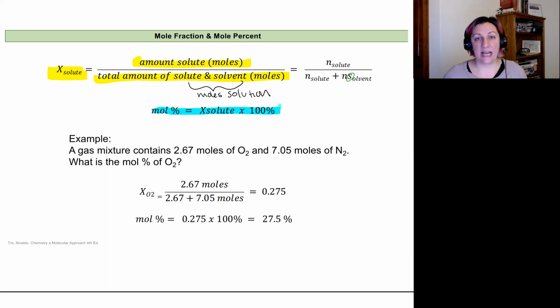So in this example, we have a gas mixture that has 2.67 moles of oxygen and 7.05 moles of nitrogen. What's the mole percent of oxygen? We use this to characterize these mole fractions a lot in gases, and that's where we saw this before, in gas behavior. So looking at our mole fraction of oxygen, we have our moles of the component we care about. Since we care about the oxygen, we're going to put the oxygen moles on top. Now we need to do the total at the bottom. And so it's going to be the moles of oxygen plus the moles of nitrogen that we have. And that'll give me that mole fraction. I'll then just multiply that by 100% and I'll have my mole percent.